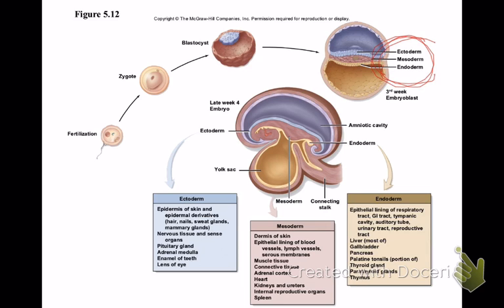Nervous system, your entire nervous system, and when you say skin, I know that's what he said, but it's really just the outer layer of the skin. The skin has two layers, the epidermis and dermis, and it's just that outer epidermis that comes from ectoderm.